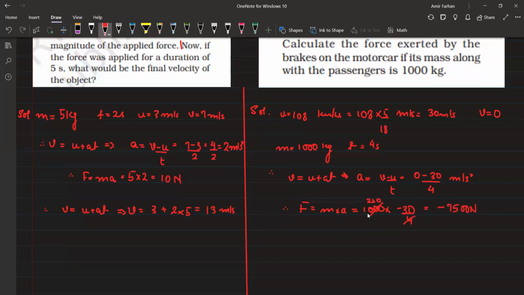Why is there a negative sign? Can anybody tell me? Retardation, it's the retardation. Yes, retardation means the car is slowing down, the acceleration is in the opposite direction of the motion. Clear? The acceleration is opposite of the motion. Got it? Yes, sir.